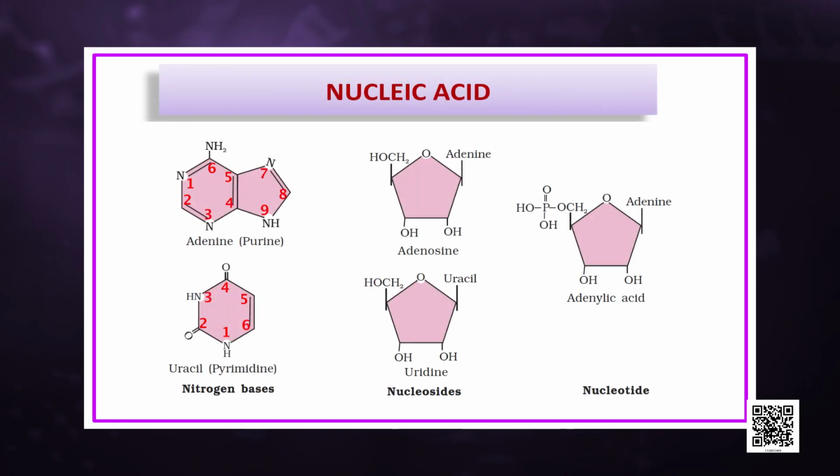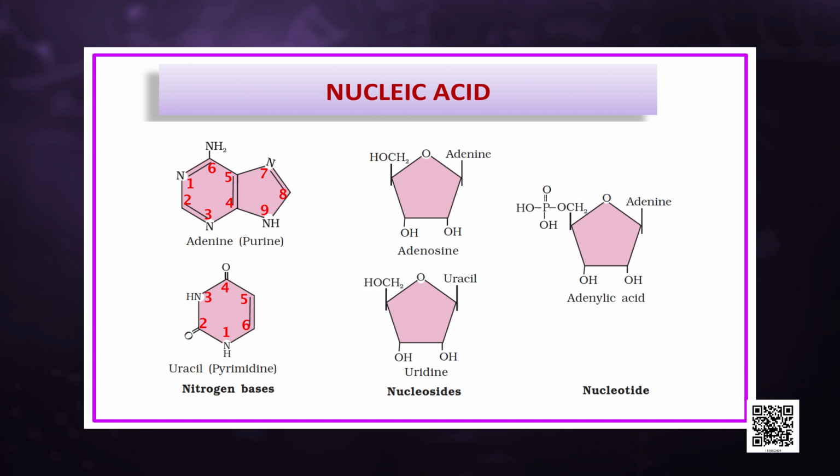Purines are large, 9-membered double rings, as you can see the structure on screen. It has nitrogen at 1st, 3rd, 7th and 9th position. It is of 2 types, adenine and guanine. Pyrimidines are smaller, 6-membered rings. A pyrimidine ring has nitrogen at 1st and 3rd position, as you can see on the screen. It is of 3 types, cytosine, uracil and thymine, commonly abbreviated as CUT.